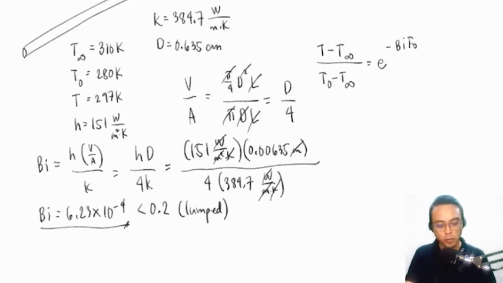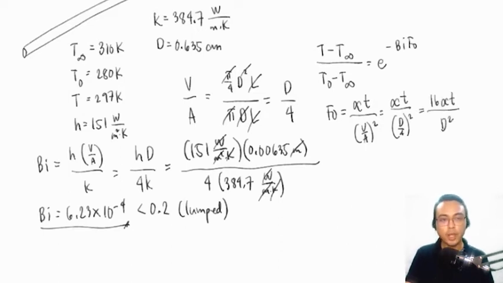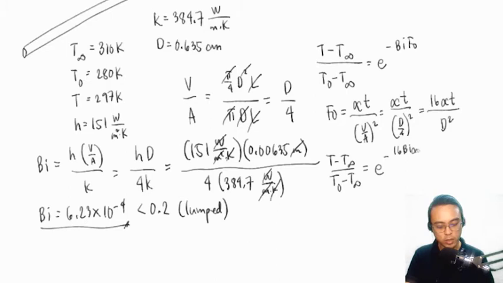If you'll remember, the Fourier number is defined as alpha times t over (V over A) quantity squared. And earlier, we have determined the ratio of V over A to be equal to d over 4. Substituting, we have alpha t over (d over 4) quantity squared. Our Fourier number is 16 alpha t over d squared. If you substitute this Fourier number into our temperature profile, we have T minus T infinity over T sub 0 minus T infinity equals e raised to negative 16 Biot number alpha t over d squared.